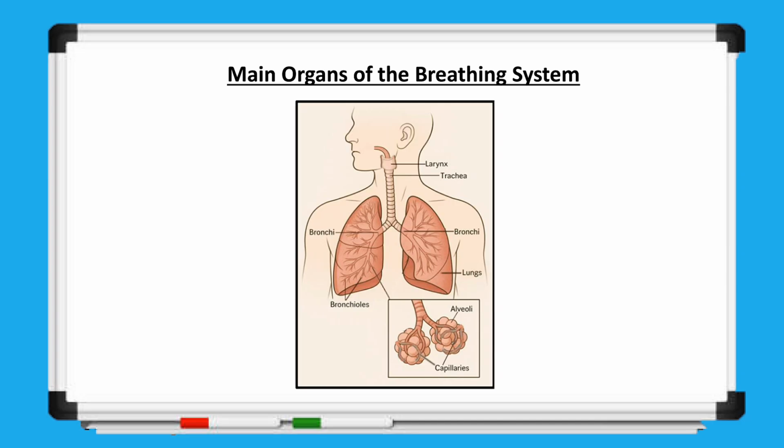be exhaled. Finally, surrounding each alveolus, we can see a network of tiny blood vessels called capillaries. These appear on diagrams as very thin lines wrapped around the alveoli. The capillaries are where oxygen enters the bloodstream, and carbon dioxide leaves it. This close connection between the alveoli and capillaries makes the process of gas exchange quick and efficient.